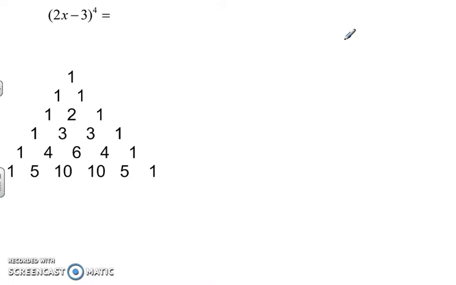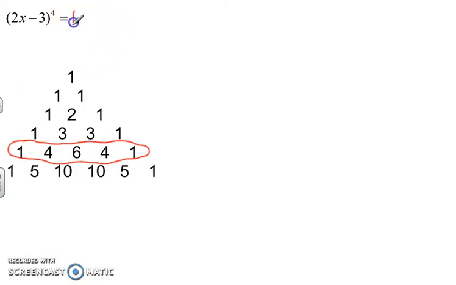So very similar format though. Fourth power, look at the fifth row. Let's see. 1, 2, 3, 4, 5. So this is the row I'm concerned with. Those are the coefficients I need. Again, I'm going to give myself a little more room. So 1, 4, 6, 4, 1. So let's take the first term.